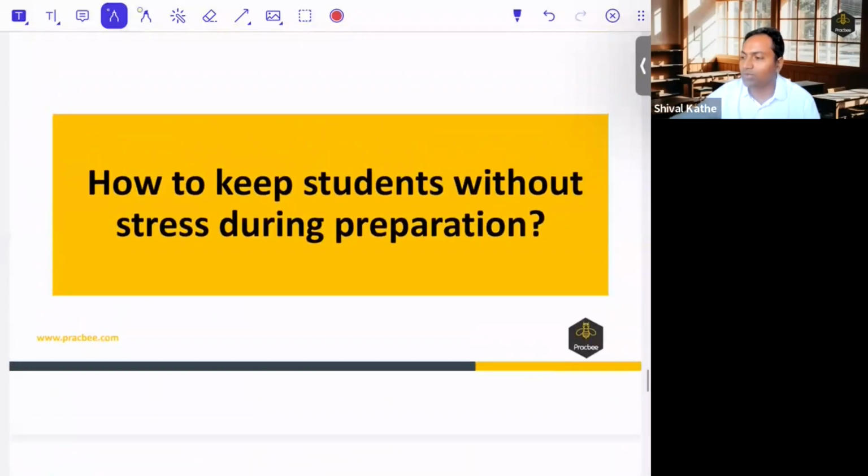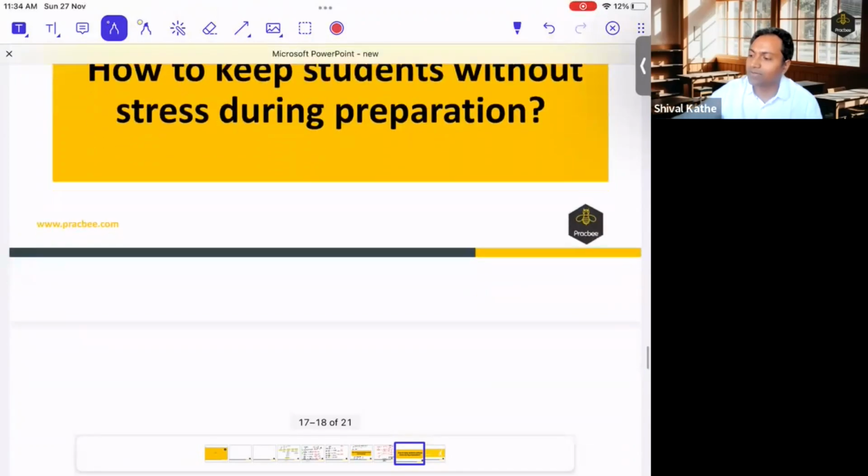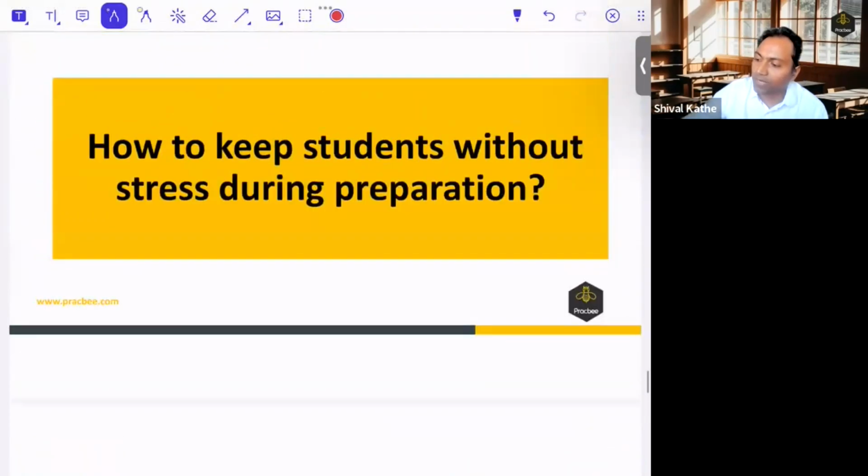How to keep students without stress during this examination. Now let us understand in this manner that whether we want it or not, they are competing. For example, we go to our office, and in our profession we have to compete with only 10-15 people against whom we need to prove our existence. The students are doing that against 10 to 15 lakh students. If we are stressed, obviously they are going to feel the pressure.